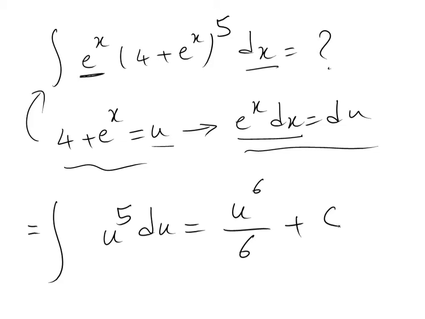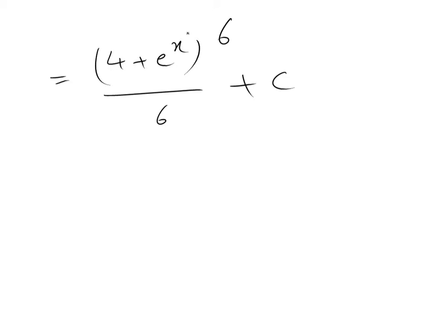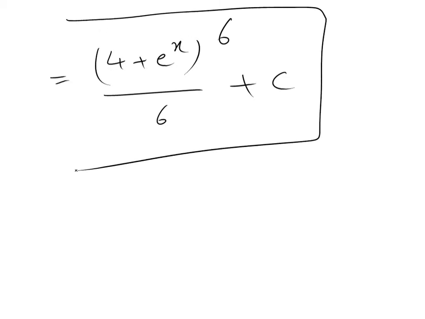Okay, so all you need to do at this stage is to replace this parameter u with the definition of u, which is given in this equation. Okay, so this will be equal to (4 + e^x)^6, okay, divided by 6 plus c, because u was equal to 4 plus e^x. Okay, and that is the solution of this integral.